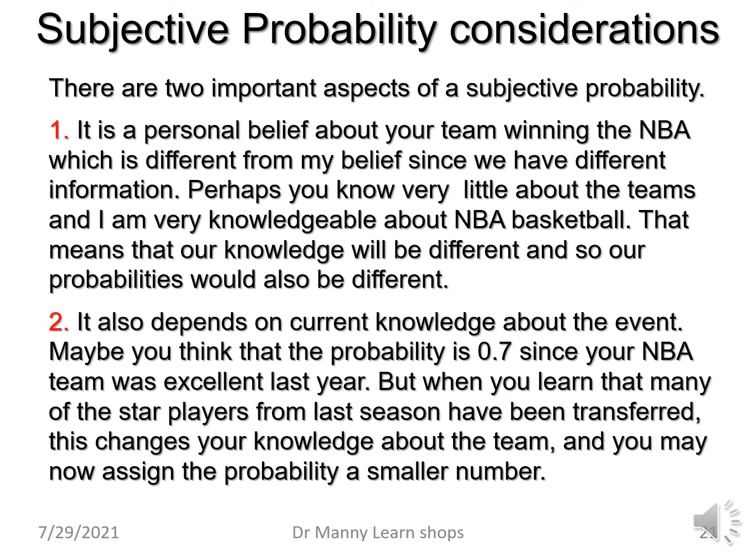There are 2 ways of looking at subjective probability. First, it's a personal belief about your team winning the NBA, which is different from my belief since we have different information. Perhaps you know very little about the teams and I'm very knowledgeable about NBA basketball. That means that our knowledge will be different, and so our probabilities would also be different. Second, it also depends on the current knowledge about the event. Maybe you think that the probability is 70% since your NBA team was excellent last year, but when you learn that many of the star players from the last season have been transferred or retired, this changes your knowledge about the team, and you may now assign the probability a smaller number.